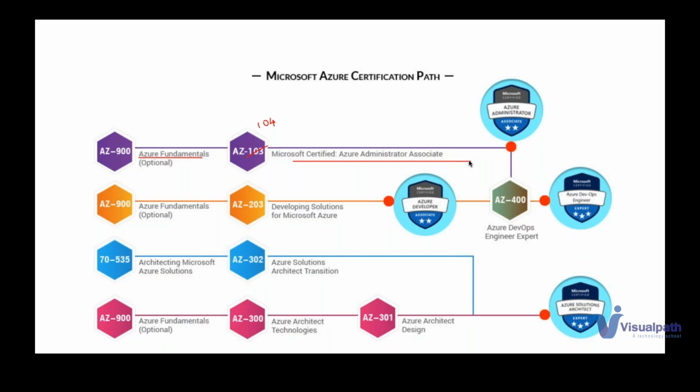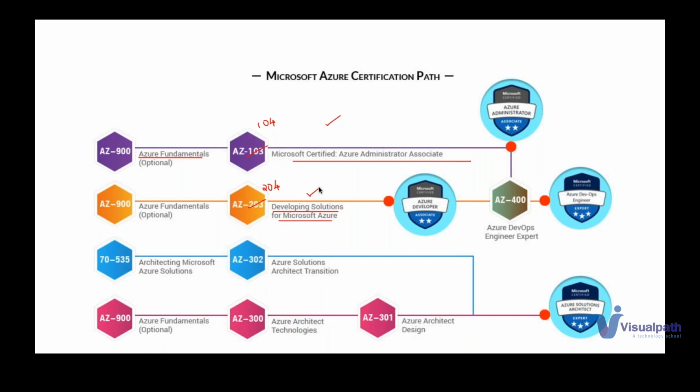And if you're looking at the development part, let's take an example, I'm from a development background, or if you're interested in development, AZ204 is the right learning track for developing solutions in Microsoft Azure, right? So these two are the main tracks. One is infrastructure management, which is 104, and developing solutions is 204.